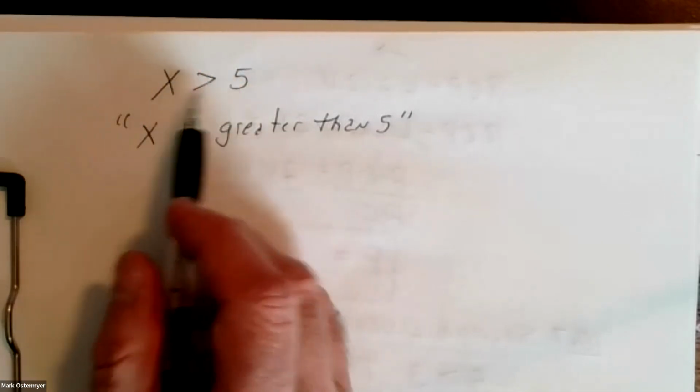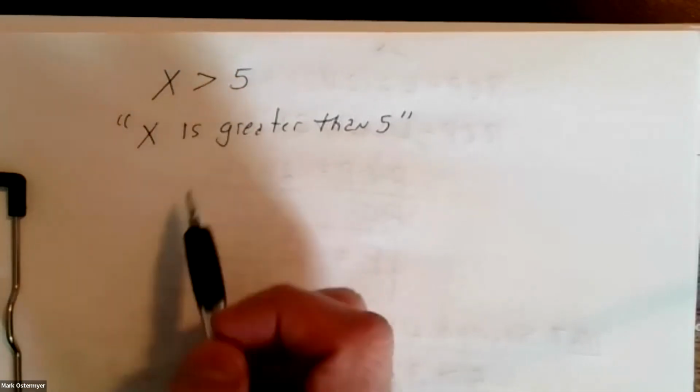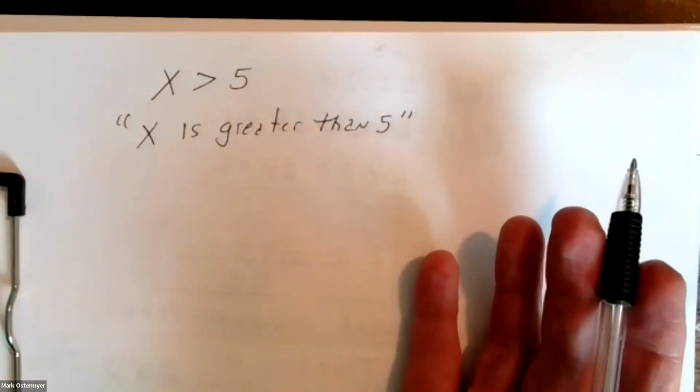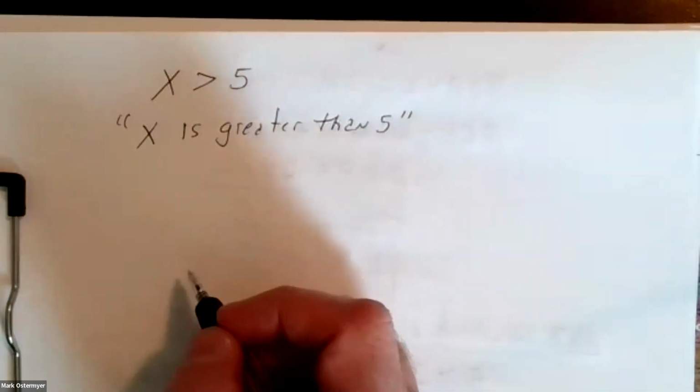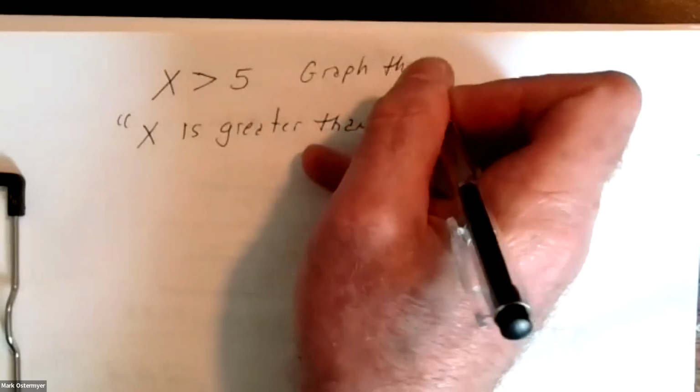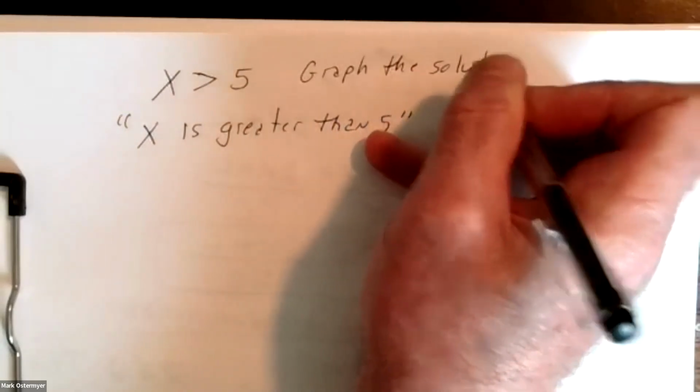There's an infinite number of decimals and fractions that are greater than 5. Well, now how am I going to sit here and list them all? We'll be here to the end of time. Okay. Well, we don't do that. What we do, ladies and gentlemen, is we graph the solution set on the number line.